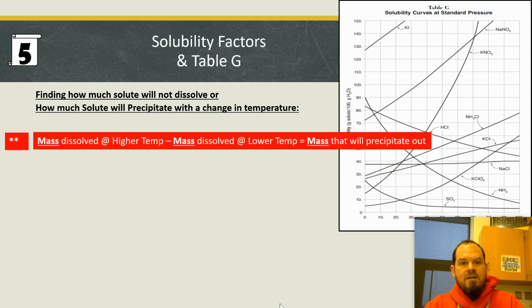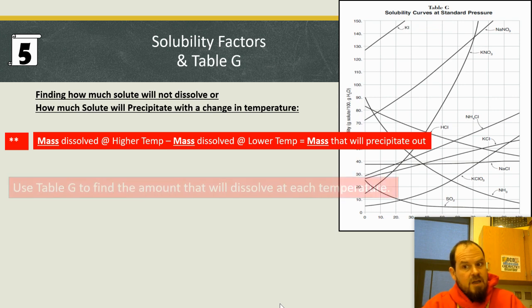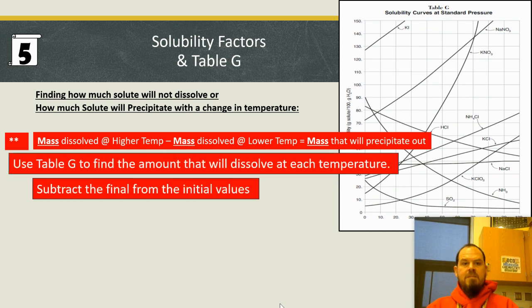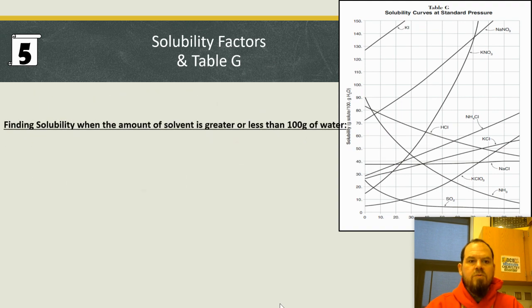The mass dissolved at the higher temperature minus the mass dissolved at the lower temperature equals the mass that will precipitate out. Again, find the 2 points and subtract. That's it. That's really what this game is. So it really doesn't matter if it's how much will precipitate out or how much more can I add. Any of these games is just going to be find the 2 points and subtract. We'll do a bunch of examples.